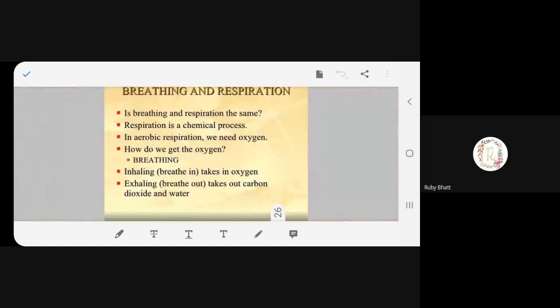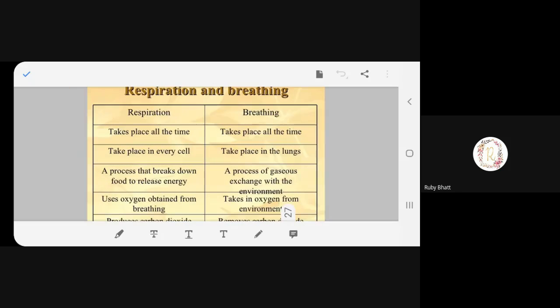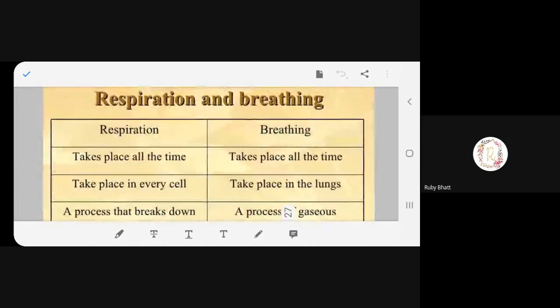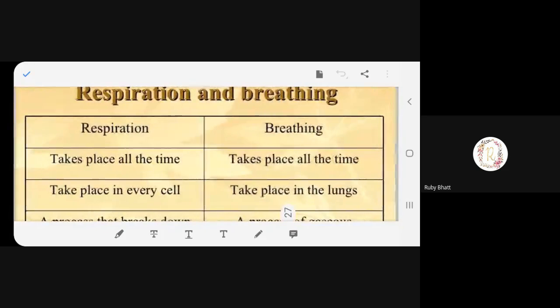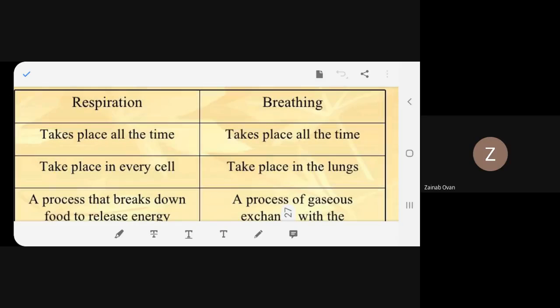Girls, now we will see nicely what exactly is the change. Respiration, say, make it a bit faster. Respiration and breathing take place all the time.